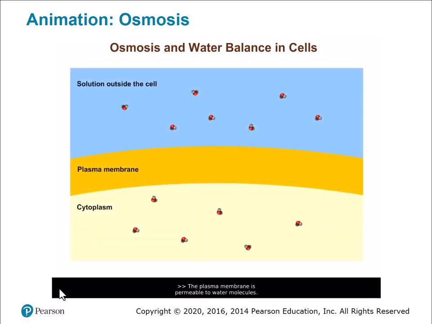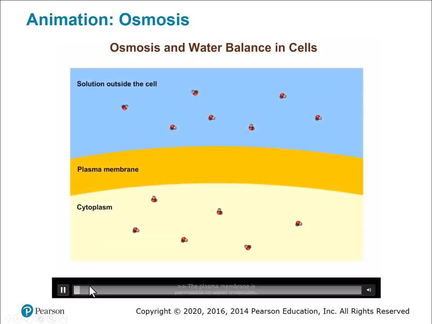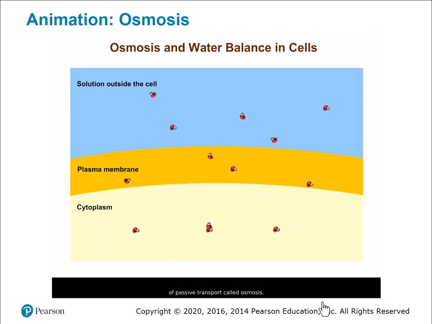The plasma membrane is permeable to water molecules and allows the movement of water into and out of the cells, which is critical to life. Diffusion of water molecules across a selectively permeable membrane is a special kind of passive transport called osmosis.